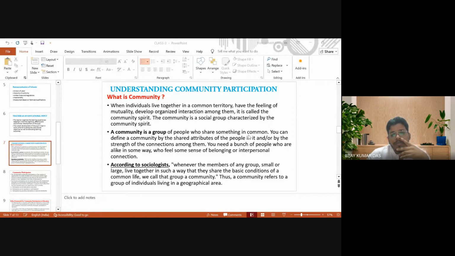So, from the above, what we got? Diversity in the concept and practice of community participation may be known in different forms.